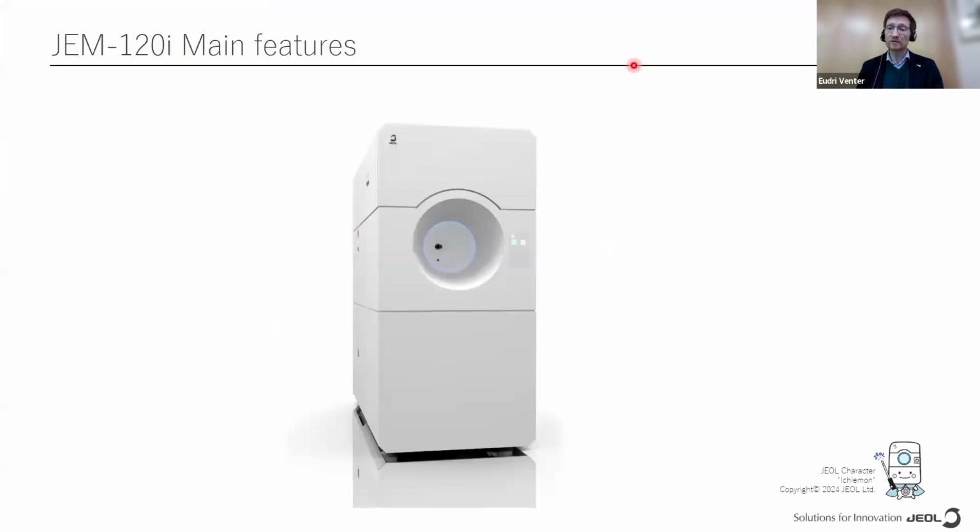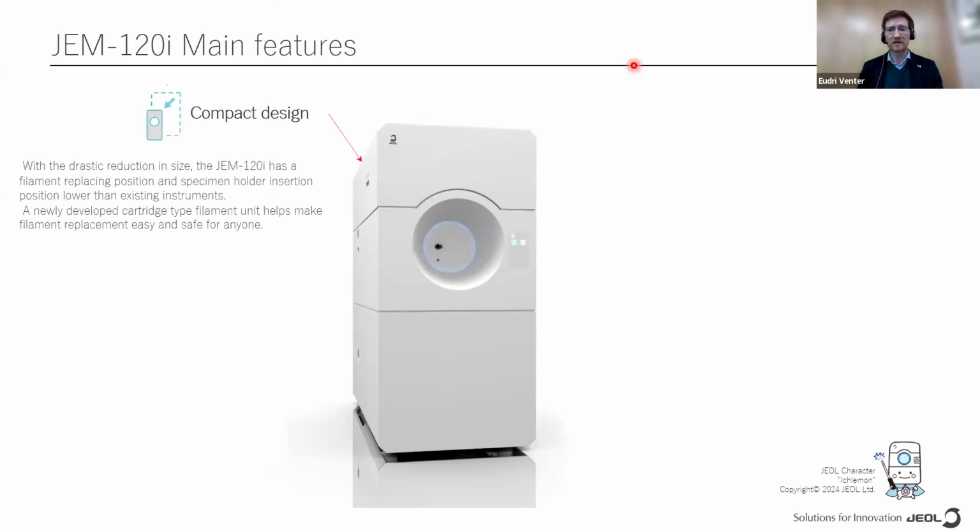So the 120i is a transmission electron microscope with a maximum accelerating voltage of 120 kV, and it can take either a tungsten or a LaB6 filament. It features an objective lens that captures high contrast images from low to high magnification. There are 4 key features to the new JEM-120i, which I'd like to discuss in more detail.